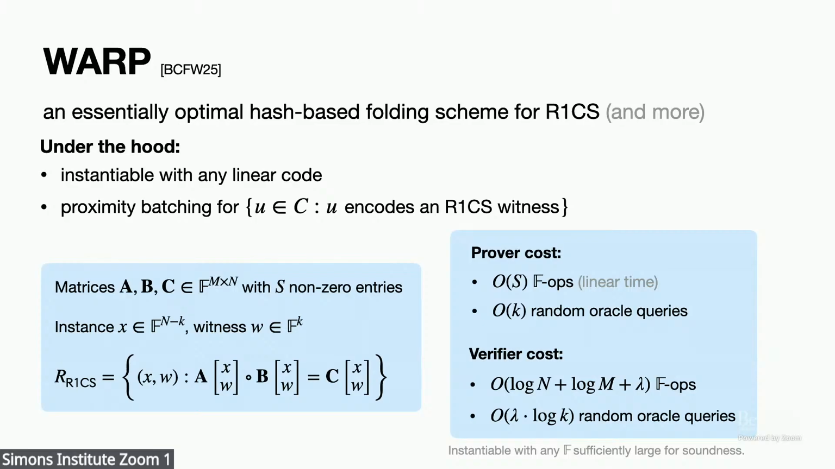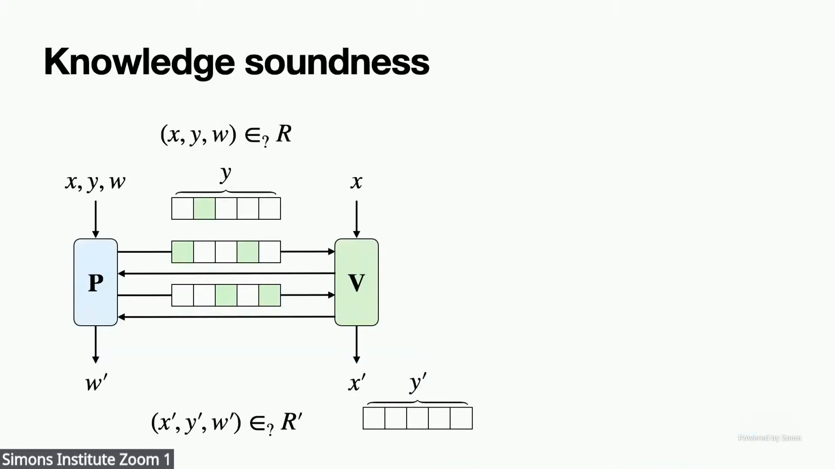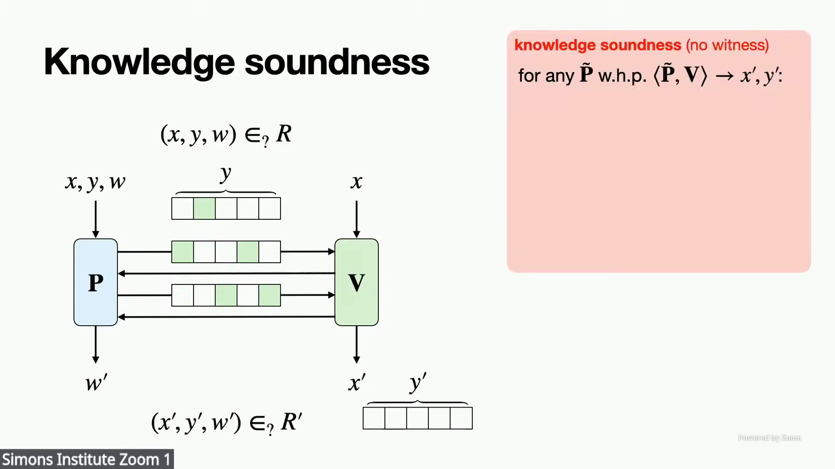Great. So in the final part of this talk, I want to talk about how we do knowledge soundness in WARP. Okay, so this is just a diagram of a generic IOR. I'm going to define knowledge soundness. And for the purposes of this talk, I'm going to assume that there are no witnesses, so the witnesses in these relations are empty. It turns out that it's actually still interesting how we define knowledge soundness.